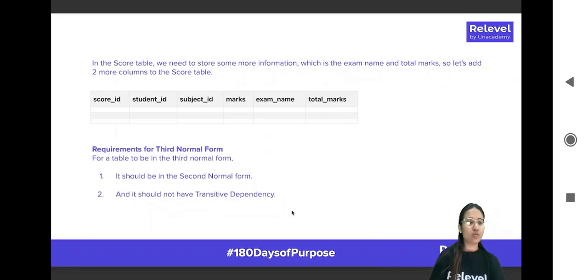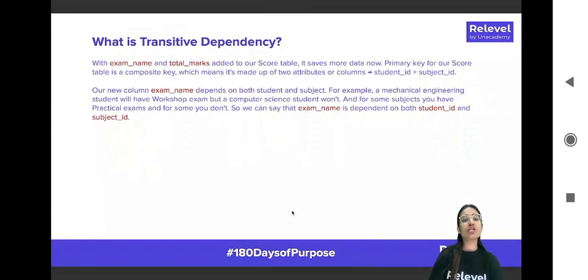Now I already told you that a table is in third normal form if it is in second normal form and it does not have transitive dependency. But the question is, what is transitive dependency? In order to make sure transitive dependency does not exist, we first need to understand what exactly it is, because when we know what exactly it is, then we'll be able to remove it very easily as well.